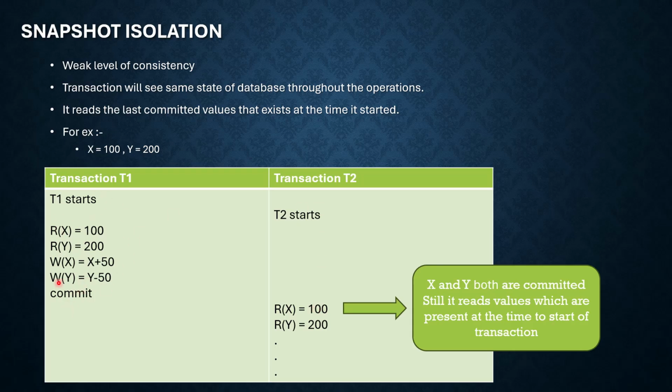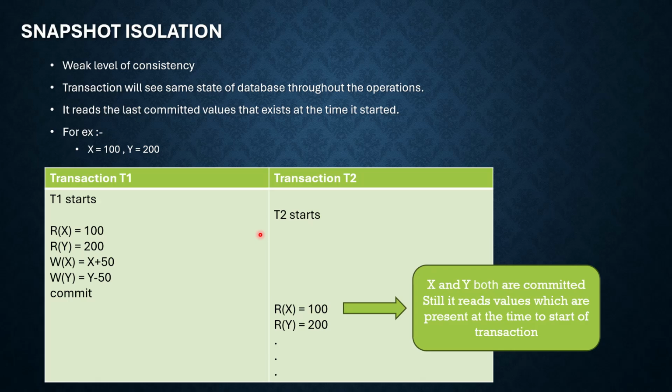Then while committing, it simply commits only the variables which have been changed. Like here, it has done write statements on X and Y. Then while committing, it will check whether any other transaction has changed something on these X and Y variables only. Okay, so that is snapshot isolation.